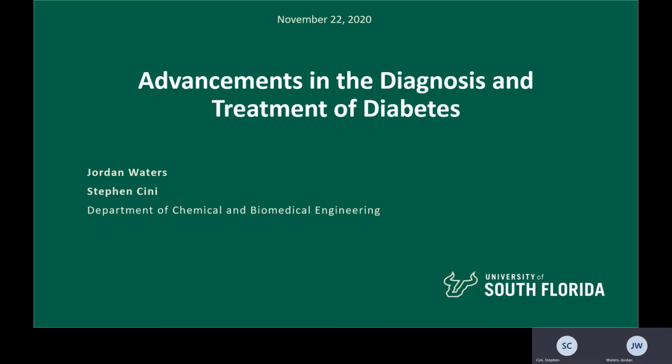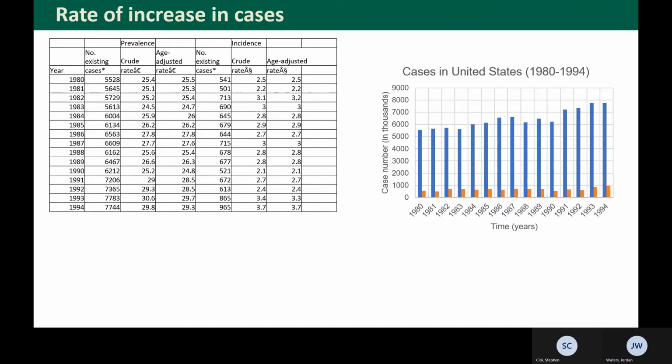This section is going to be the results section. For this portion of the results, we're looking at the rate of increase in cases from 1980 to 1994. The number of existing cases is in the left-hand column and the blue line, and the number of new cases reported within the last 12 months is shown by the red line. As you can see, in both instances there was a large increase between the start of the time period in 1980 and the end of the time period in 1994.